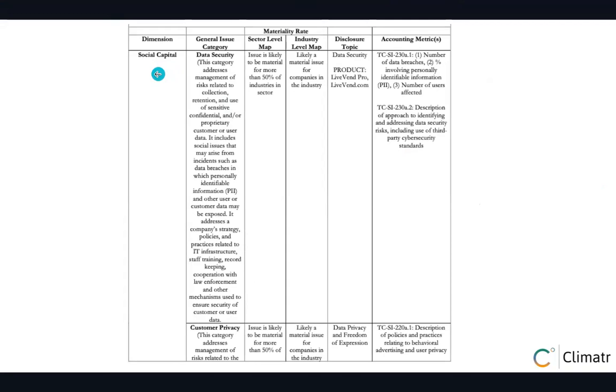So that was for the environmental side of things. Now this is a snapshot to give us an idea of one of the identified risks for this company when it comes to social sustainability as well. One of the major issues was data security.